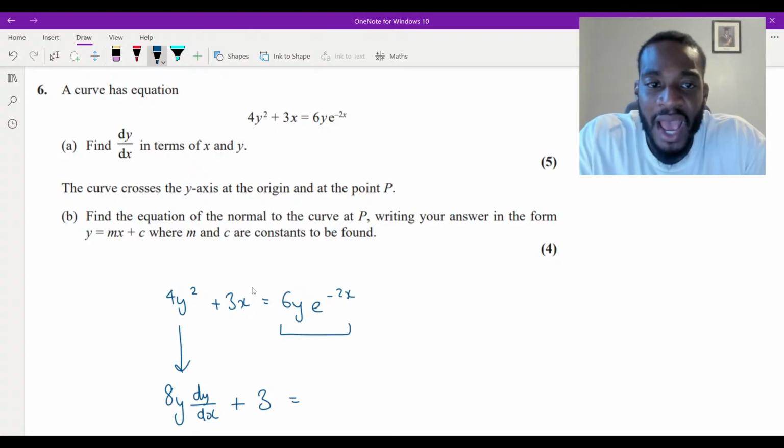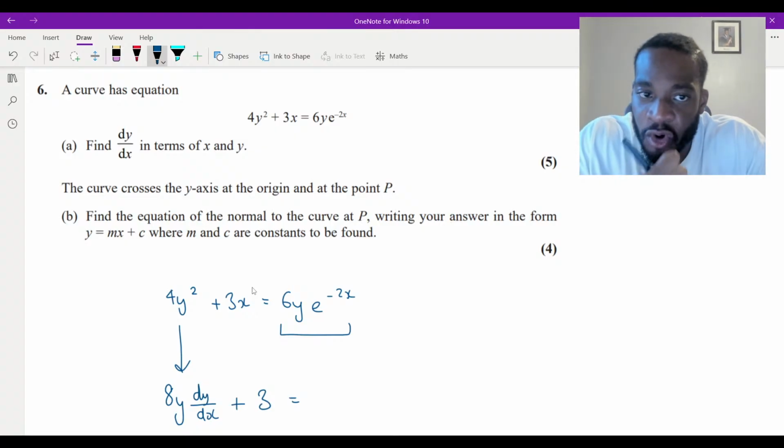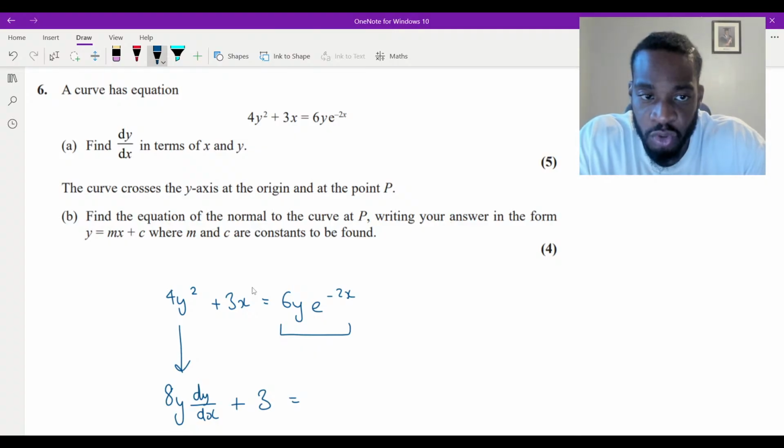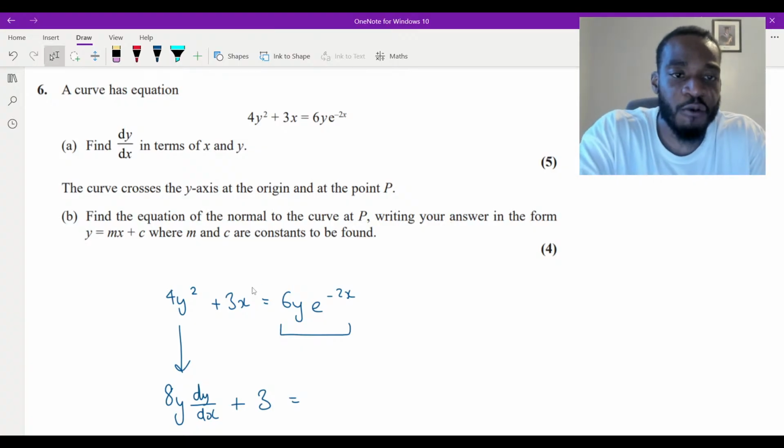So the curve crosses the y-axis. Immediately, that's when x is 0. Yeah? So you're going to make x 0 to figure out what values of y that would correspond to. Now, obviously, because it crosses at the origin, you know that one of the y values is going to be 0. So that's something to look out for.